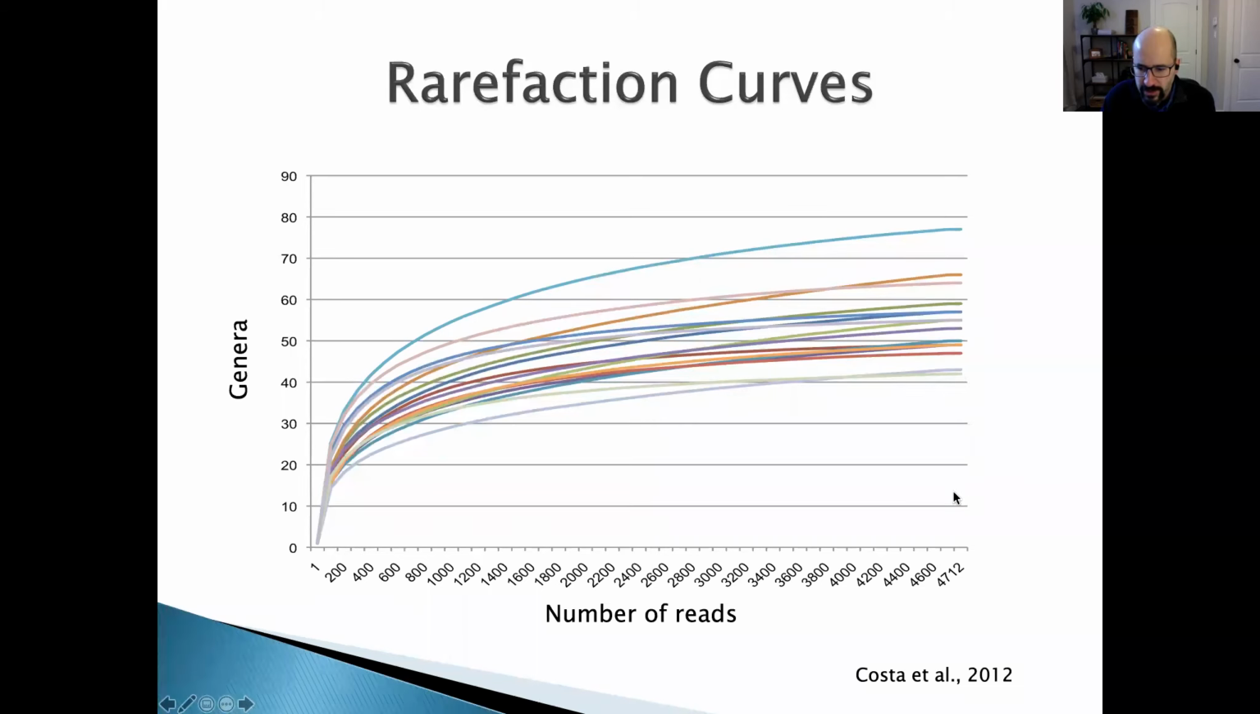So after we evaluate, in this case, 4,700-something reads, we can see that this first animal here had a richness of about 42, 43 different genera, but this one here had a much higher diversity because it had close to 80 different genera. So we are looking at this and evaluating the difference in richness between those samples. Is that clear to everybody?